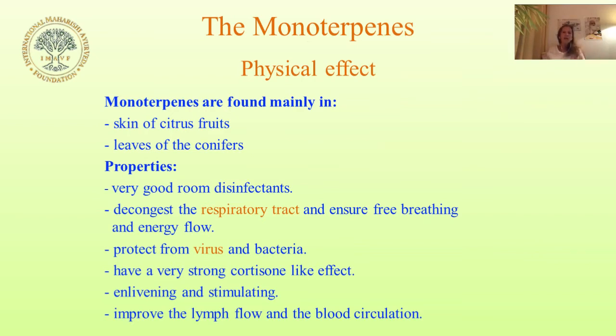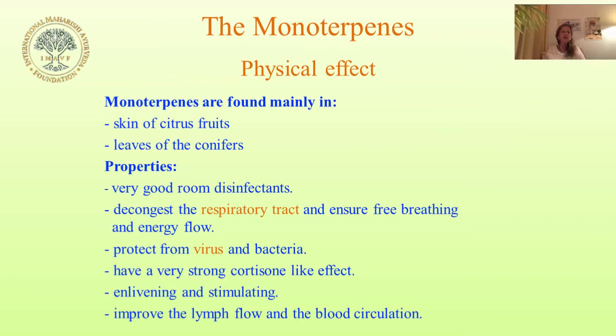The monoterpenes are found mainly in the skin of the citrus fruits, orange, lemon, grapefruits, bergamot, and also in the leaves of the conifers, all our beautiful trees in the forest, the pine, the fir, they are full of monoterpenes. And here are the properties of the monoterpene. They are very good room disinfectant. So you immediately know that you could use any of the conifer or citrus fruit to disinfect your room.